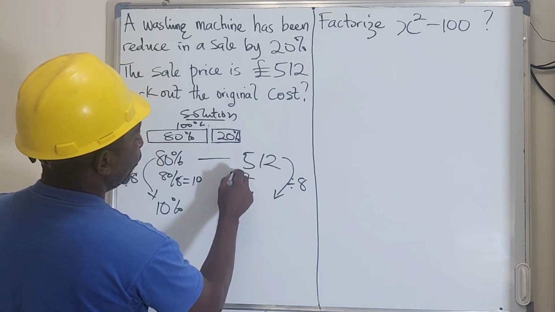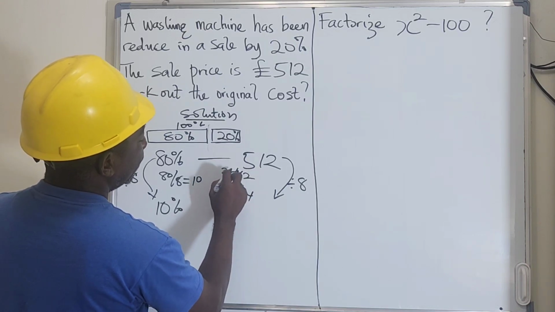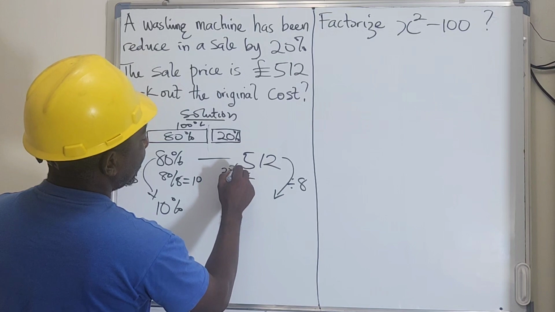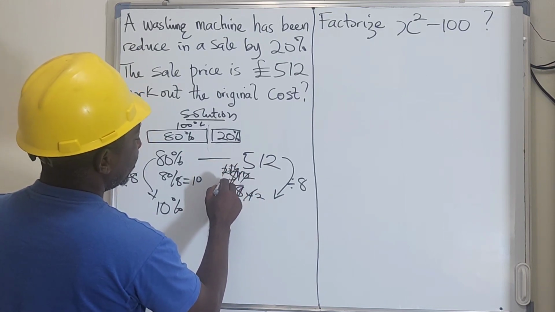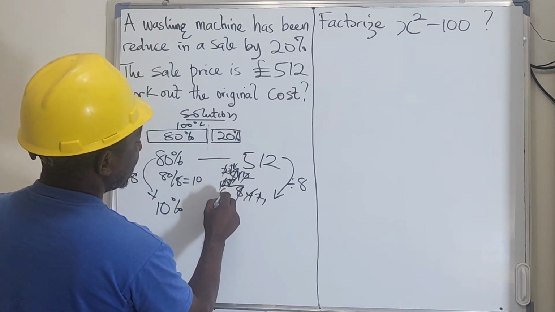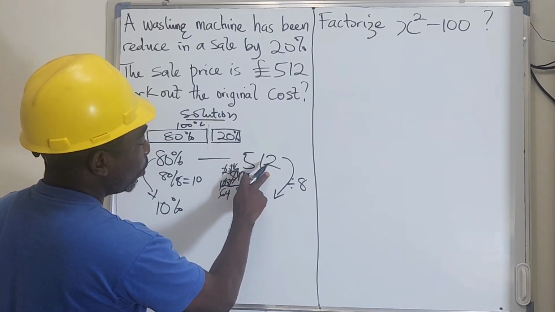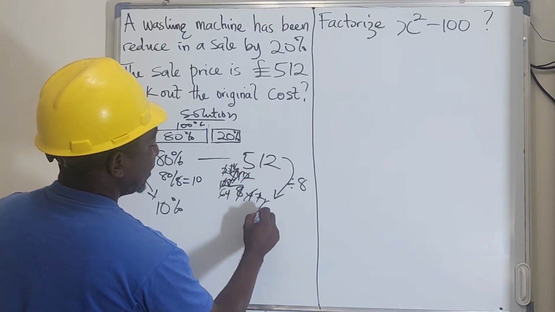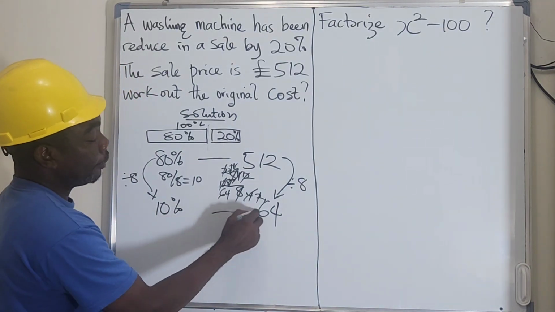Dividing 512 by 8 step by step, we get 64. So 512 divided by 8 is 64. So we have 10% here and 64.